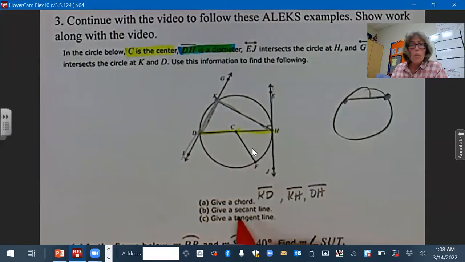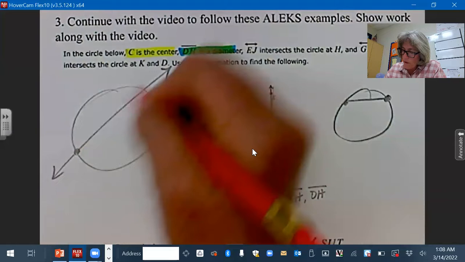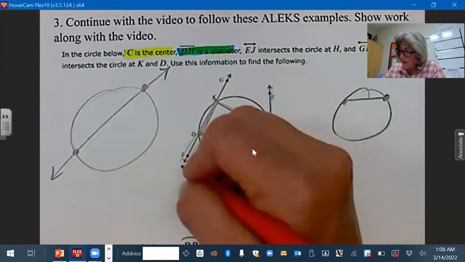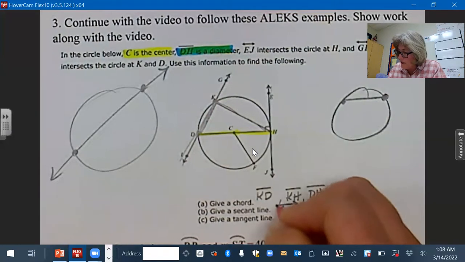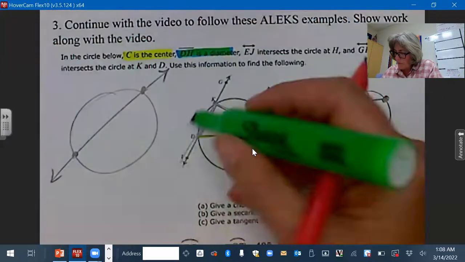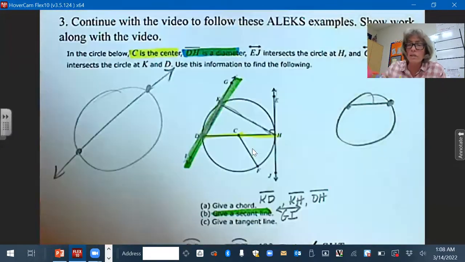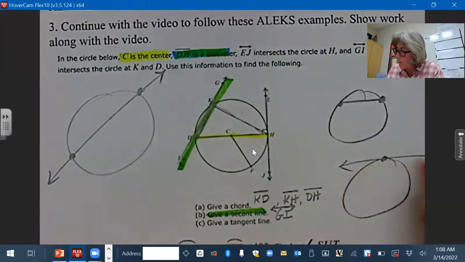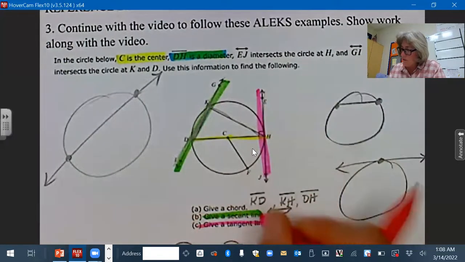DH. What's a secant? A secant goes through the circle at 2 points. So a secant here is going to be GI, and you've got to have the line symbol so that it goes all the way through. GI, that's a secant. What's a tangent? A tangent, just to recap, touches the circle at 1 point. So that's going to be EJ, the line.